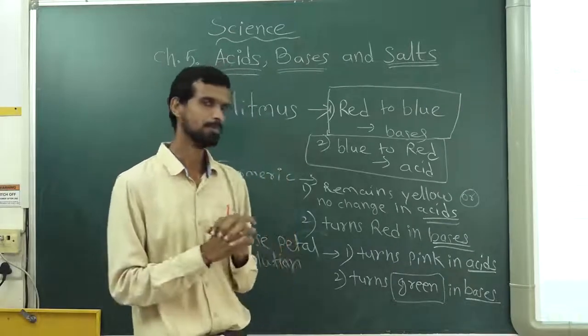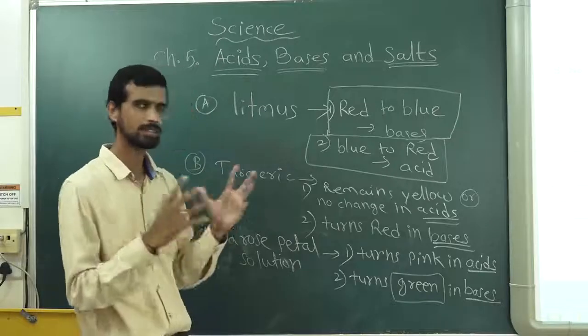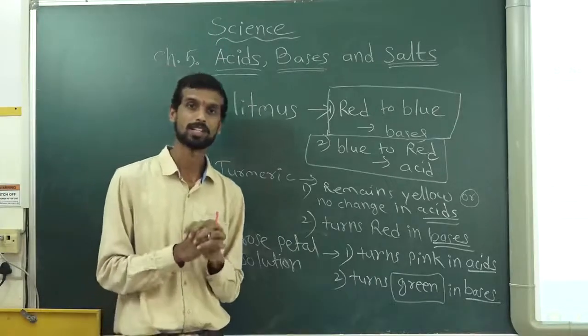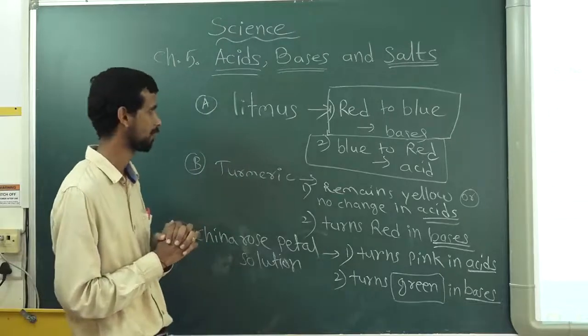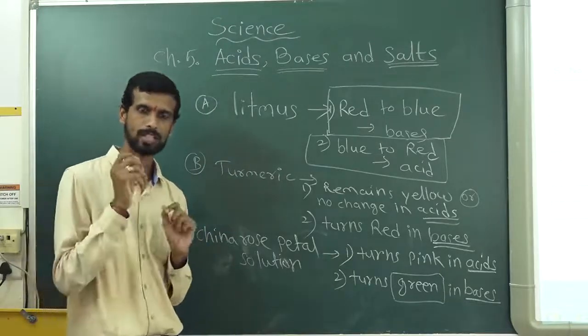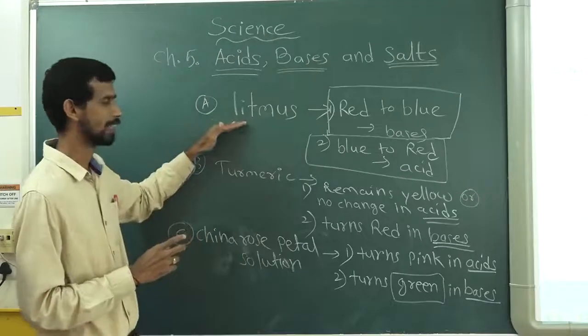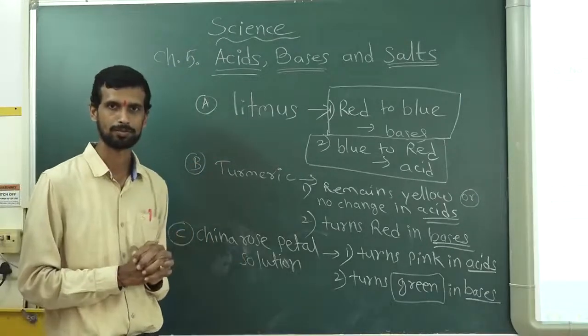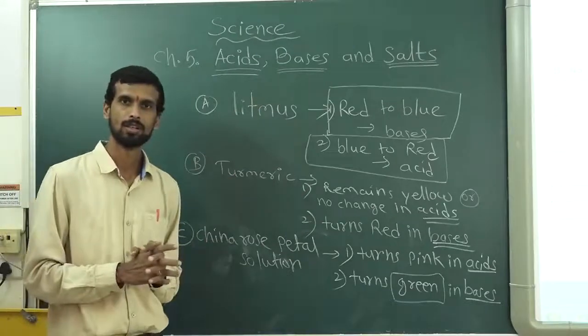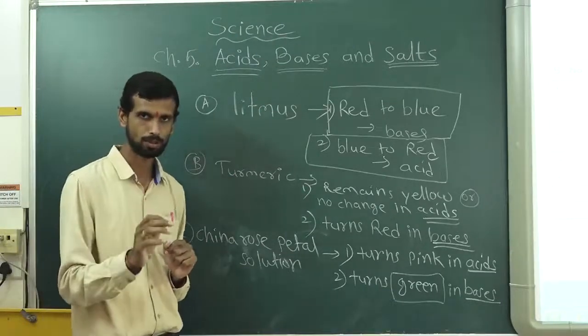Okay. So in the previous video we have seen about indicators, specifically natural indicators. Three types of natural indicators we have used. We have done one activity also, that is litmus paper, turmeric and China rose petal solution. So here are some notes, you have to write them in your notebook.